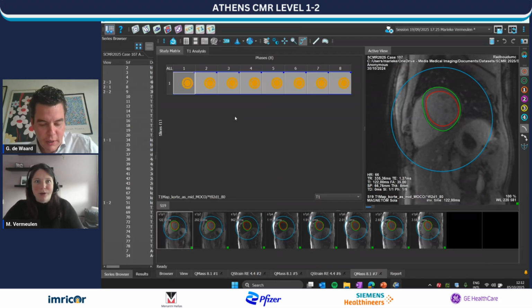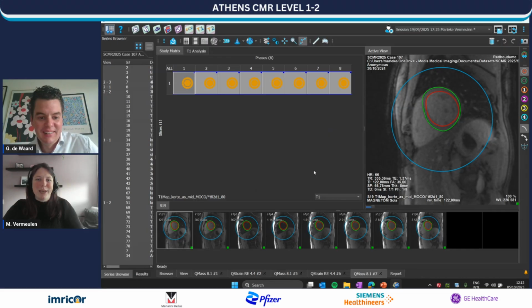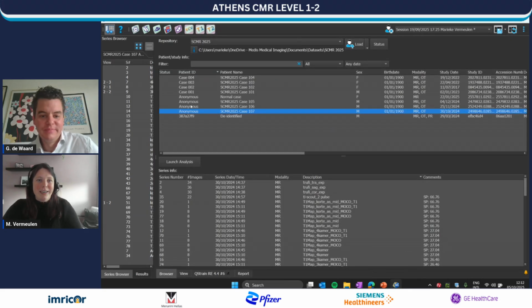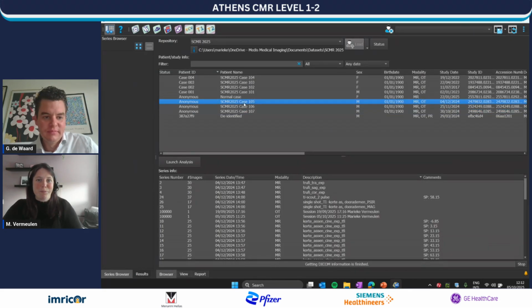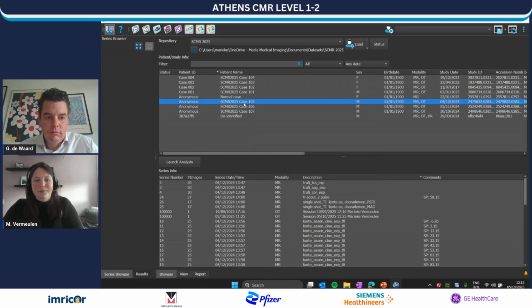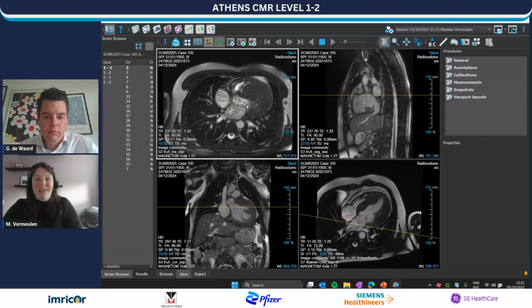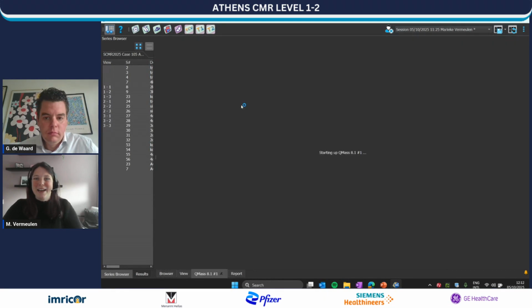Did I open it? It looks quite normal when I see them flashing. Is it not the right one? Wait, it was case 105. Let me open. I think this might still be the previous one that we were discussing. Right. This one should be the right one. Sorry for that. Yes, there it goes. This looks more like the images we just saw on the slides.